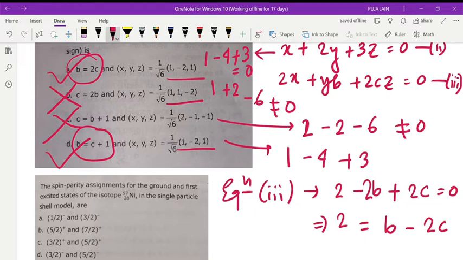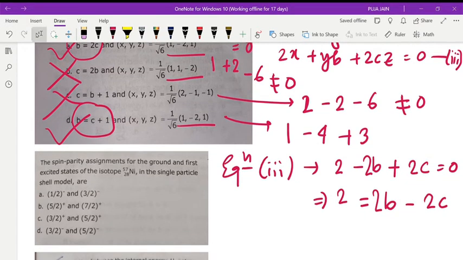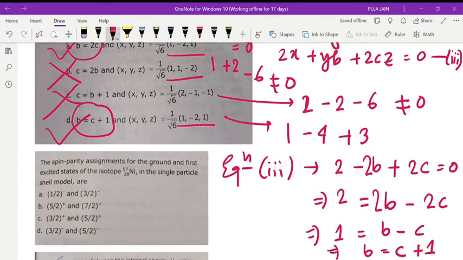Okay. So, here y is equal to 2b minus 2c. We are getting it this way. Right? So, we can cancel out 2. So, we will get 1 equals b minus c. So, we are getting b equals c plus 1. So, the option which is right is option D. So, option D is our right answer.